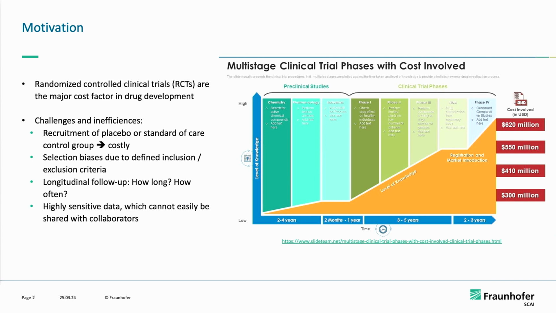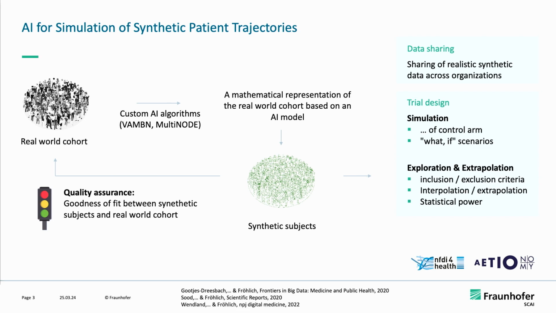And there might be ethical issues about who would get the real drug and who would get the placebo, for example, and also questions like how long we should follow up patients after treatment, and quantify the risks. And also, last but not least, we all know that patient data is of the highest confidentiality, and it is not easy to share the data between partners in a consortium project, for example.